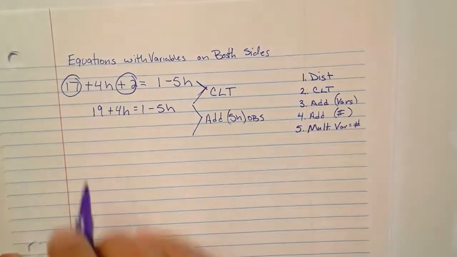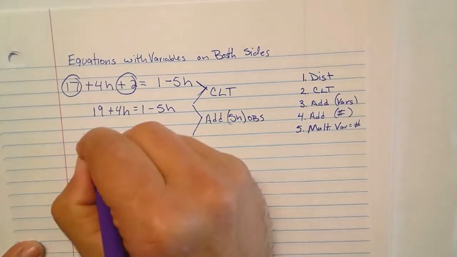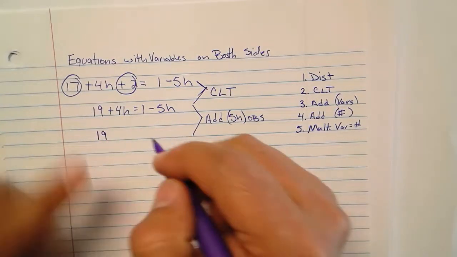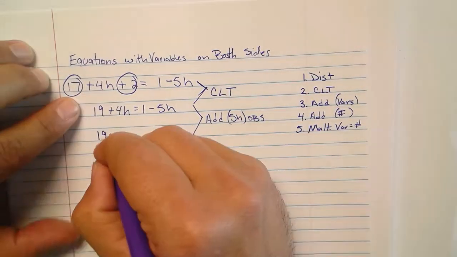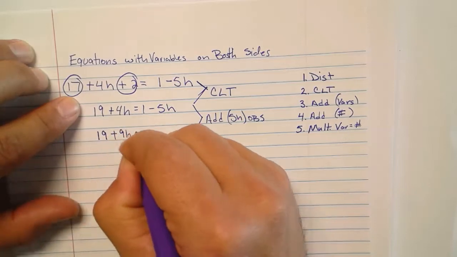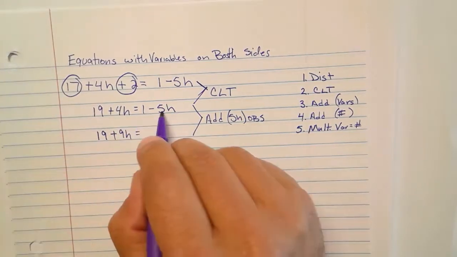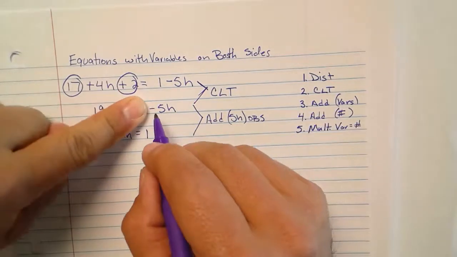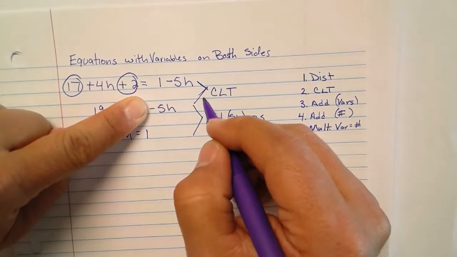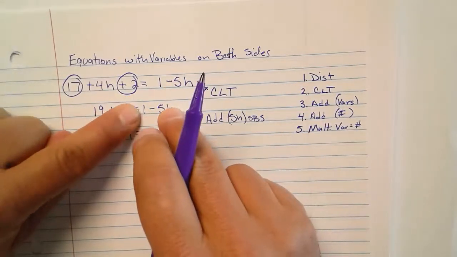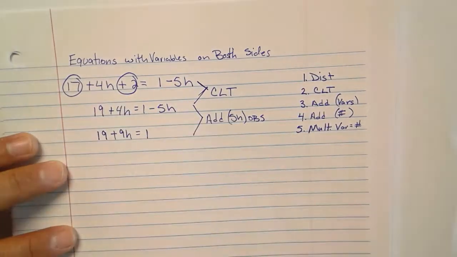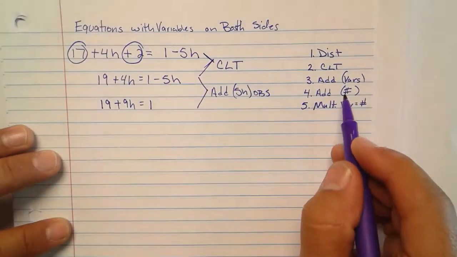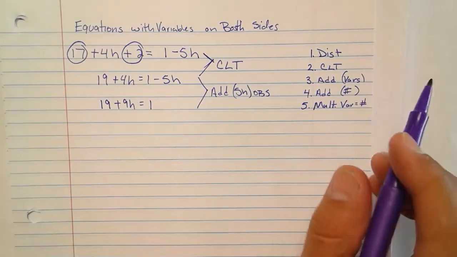19 plus 4h plus 5h, 4h plus 5h is 9h, is equal to 1 minus 5h plus 5h. Remember, negative 5h plus 5h is a 0 pair, and 0 plus 1 is 1. My next step is just as easy. Once again, I'm going to add just the numbers so I can have only numbers on one side and only variables on the other side.